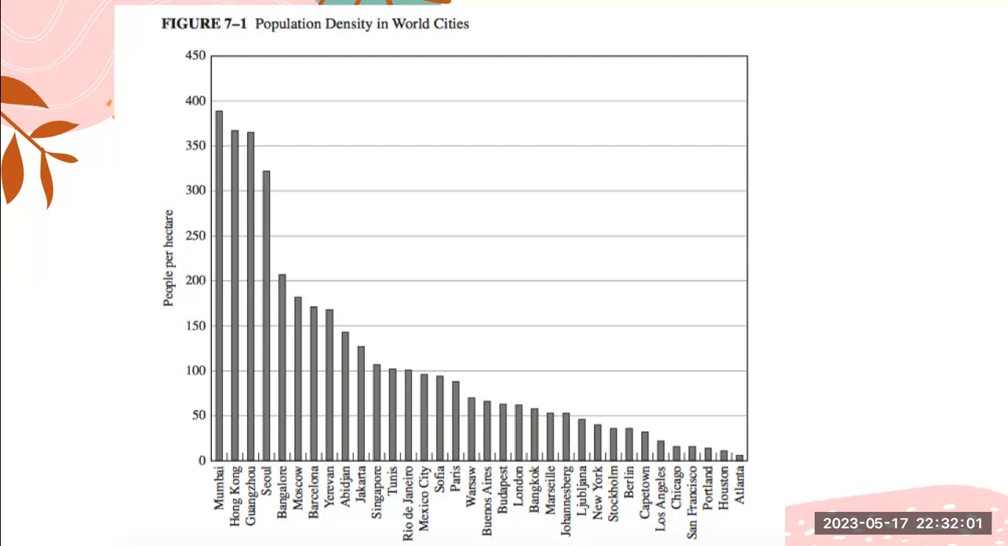So we can see here that Asian cities are at the top of the density list. They're on the left side with the highest bars, and on the right side are the US cities. And in the US, New York is the densest US metropolitan area, yet its density is about half of the density of Paris and one-fourth of the density of Barcelona and one-tenth of the density of Mumbai, formerly known as Bombay.